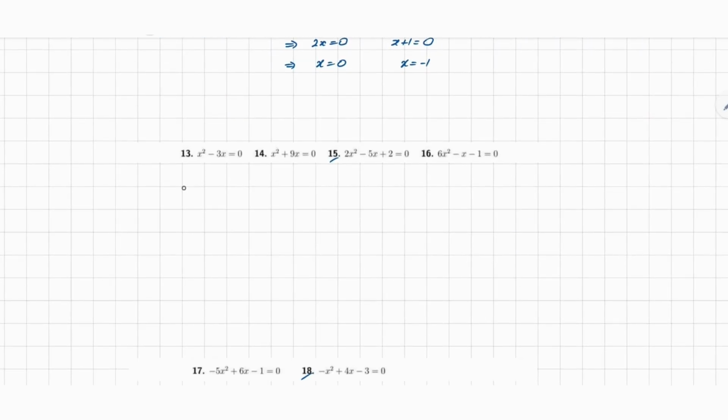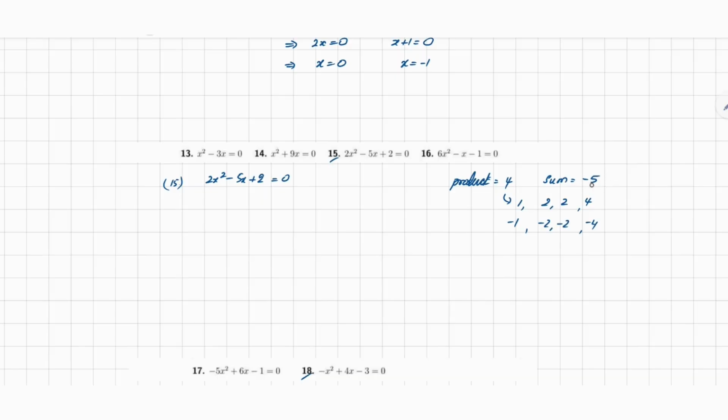Next, let's do question 15. We have 2x squared minus 5x plus 2 equals 0. Over here, the product is 4, so that's 2 times 2, and the sum is minus 5. The factors of 4 are 1 and 4, and 2 and 2. So 2 times 2 is 4. On the negative side, we have minus 1 and minus 4. So minus 1 times minus 4 gives us 4, and minus 2 times minus 2 gives us 4.